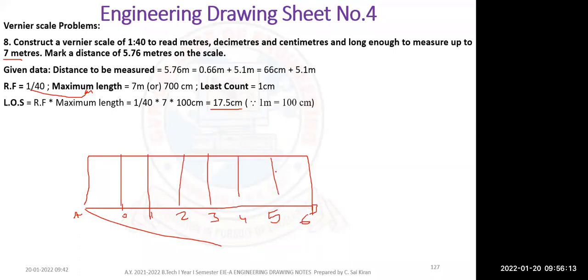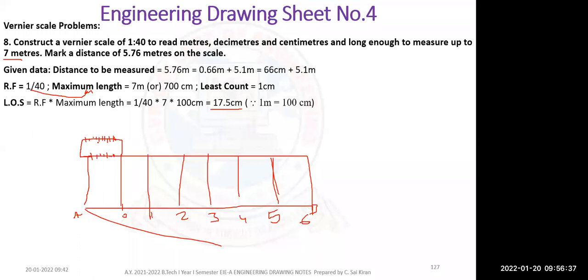First construct a plain scale, then divide this into 10 equal parts. Divide this into 10 equal parts and add one more part. Measure with the scale: what is the distance from 10 to 9? Add the same distance and create the Vernier scale, and divide this into 10 equal parts.